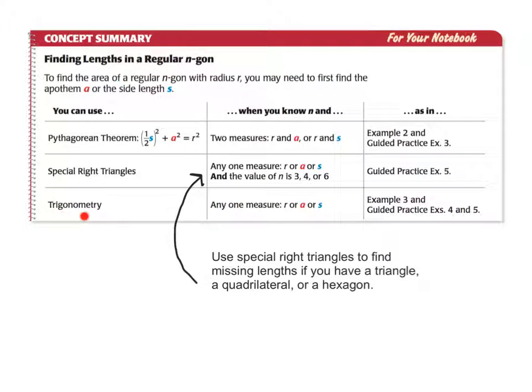You will need to use trigonometry if you have any one measure, because remember, you could use the Pythagorean theorem if you have two measures, but if you have one measure and it's not a special right triangle, so it's not a triangle, it's not a quadrilateral, and it's not a hexagon, then you are going to use trigonometry. So again, any one measure, so if you're given the radius, the apothem, or one of the side lengths. If you need to see an example of it, then look at example number 3 and guided practice examples 4 and 5. And again, all of these are in the book, not the notes.